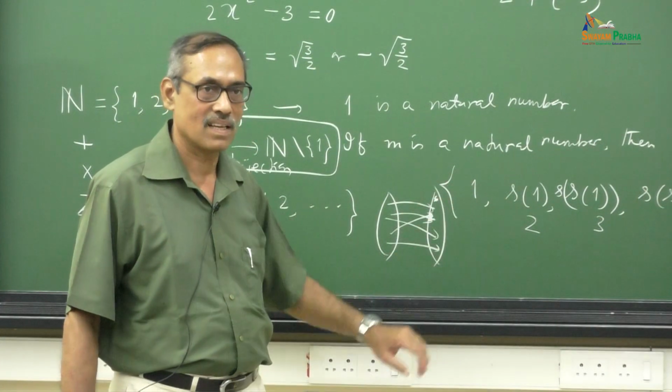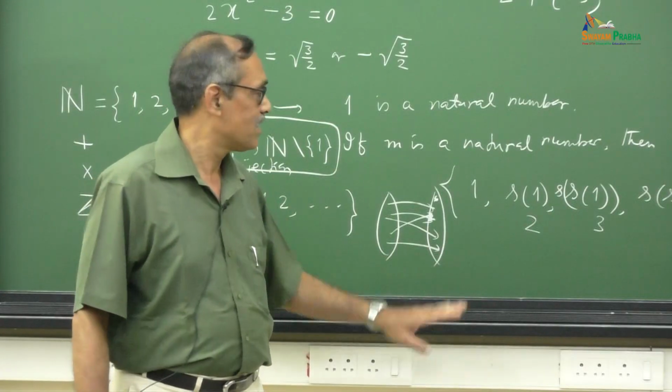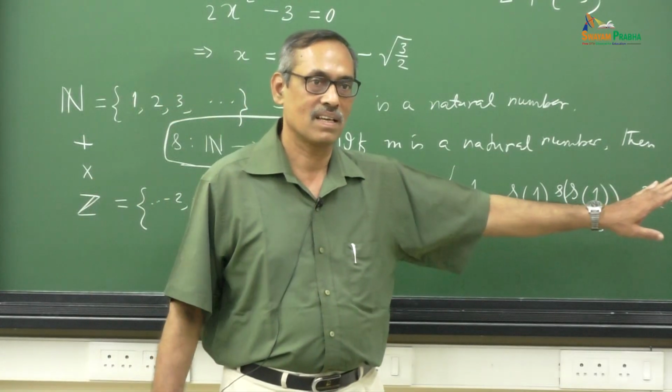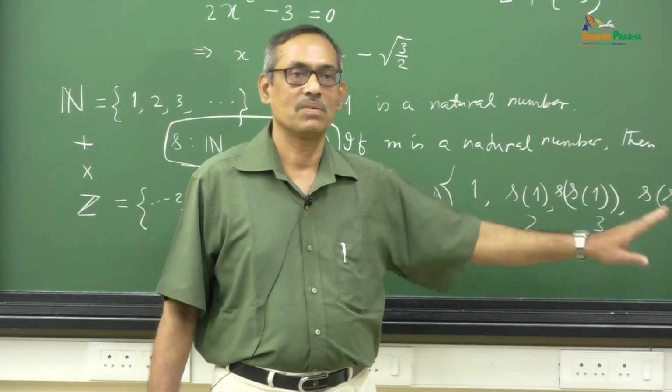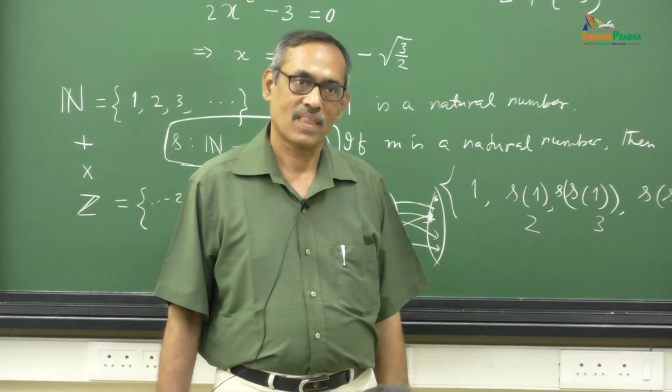Everything is S of something except 1. So 1 is not there. Everything is S of something. That's all. So it is onto, onto n minus 1. All right?